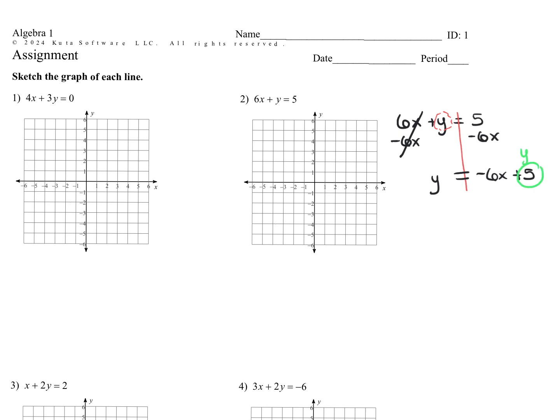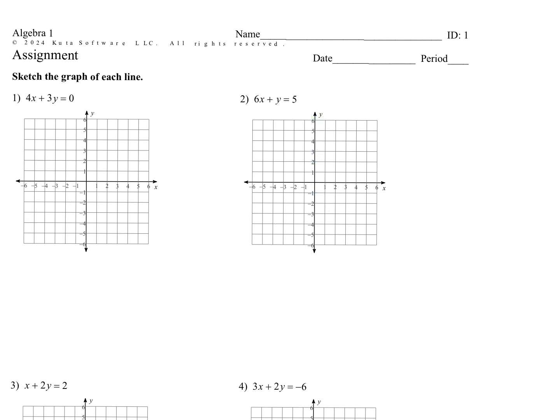This is my y-intercept. So I'm going to go to my y-axis and find 5, positive 5. And then this negative 6 is a negative 6 over 1. It's my rise over my run. It's my slope. It's my m. So from my green dot, I'm going to go down 6. 1, 2, 3, 4, 5, 6. And then go to the positive side 1. And then draw your line with arrows on the end of it.